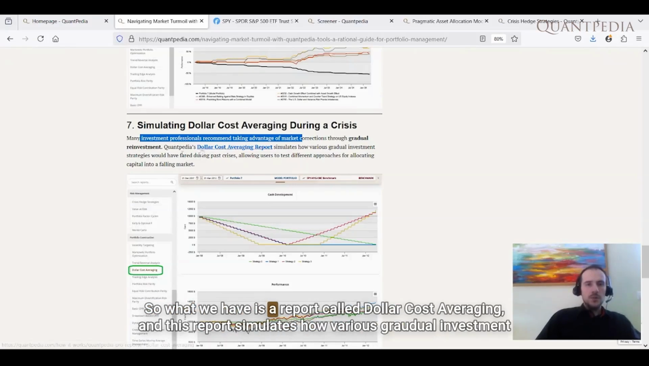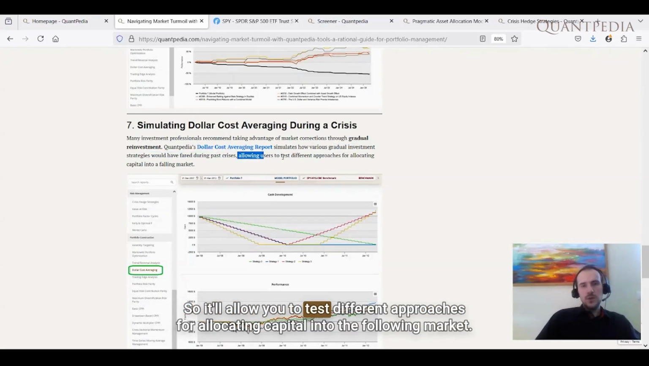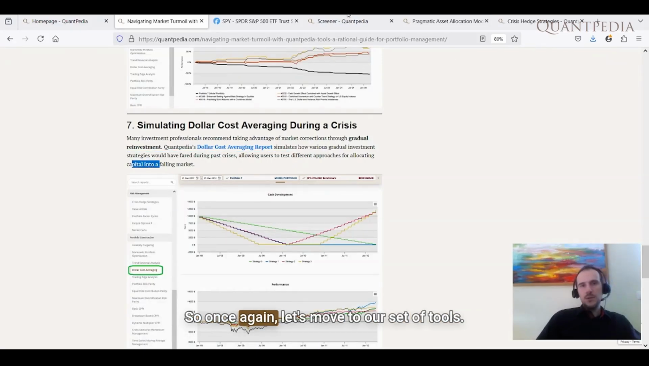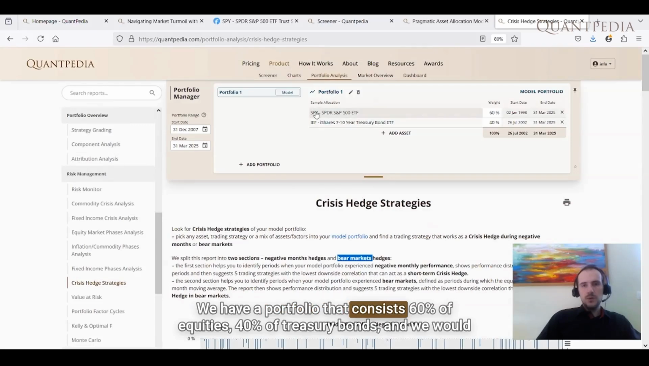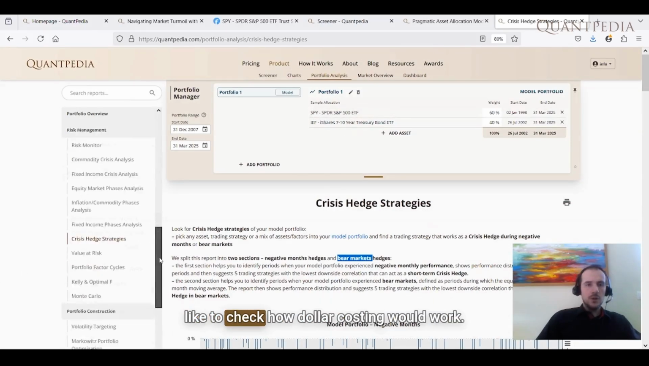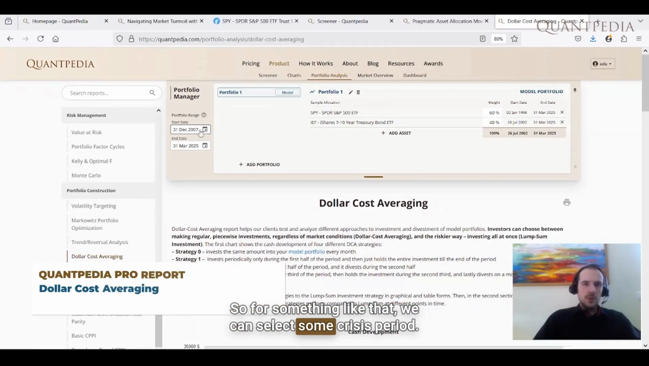We have a report called dollar cost averaging, and this report simulates how various gradual investment strategies would have fared during past crises. It allows you to test different approaches for allocating capital into a falling market. So once again, let's move to our set of tools. We have a portfolio that consists of 60% equities and 40% treasury bonds, and we would like to check how dollar cost averaging would work.